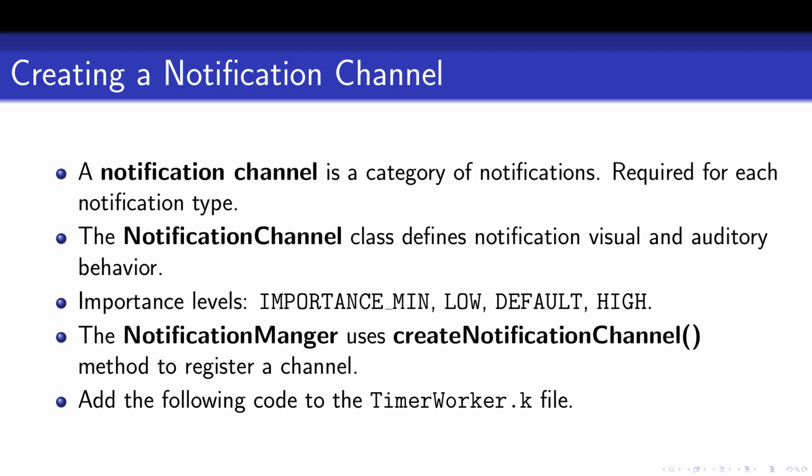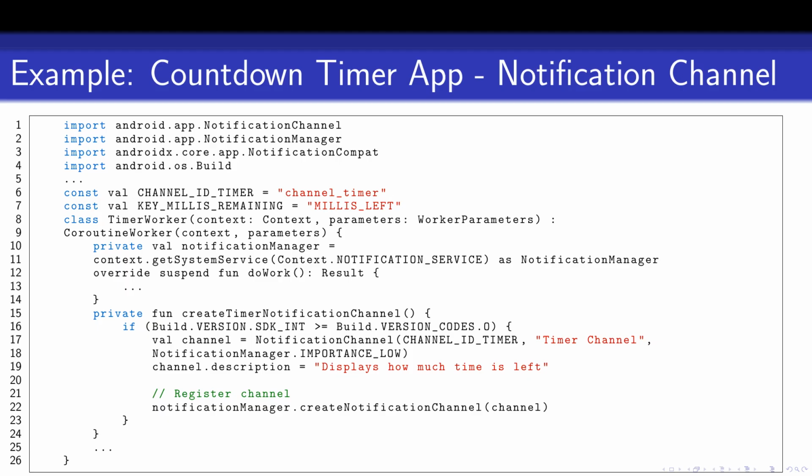To post a notification, you first need to create a notification channel. This is required for Android 8.0 and up. The channel defines things like sound, vibration, and importance. The timer worker code sets up a channel with a name and importance level, registering it with the notification manager. This ensures notifications are properly categorized and displayed to the user. For the countdown timer, we use a channel with low importance to reduce interruptions. Once the channel is registered, we can post notifications through it.